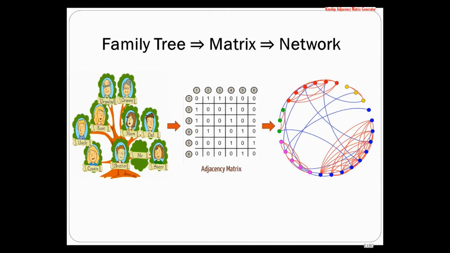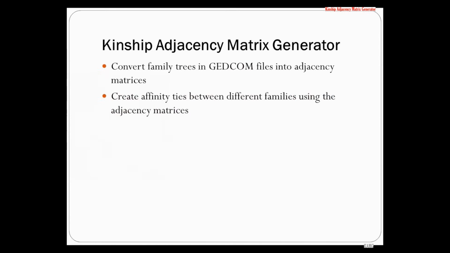As you might know, the blood relationship in a family is usually documented as a family tree. So the first question is how to convert the family tree into an adjacency matrix. And then we can use the adjacency matrix to draw networks. The kinship adjacency matrix generator we developed can do this job. It basically has two functions. One, to convert the family trees in a GEDCOM file to an adjacency matrix.